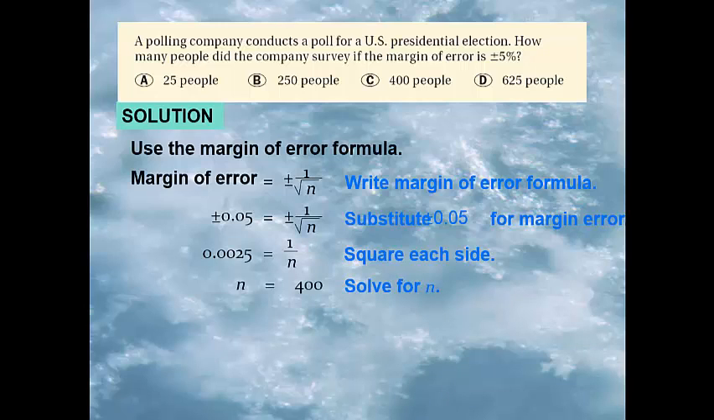Or you can square both sides to get rid of the square root. You square the left side, and if you square the 1, it stays 1, so you will end up with 0.0025 equals 1 over n. Solving for n, n equals 400. So there were 400 people surveyed, and our answer, which is C, 400 people.